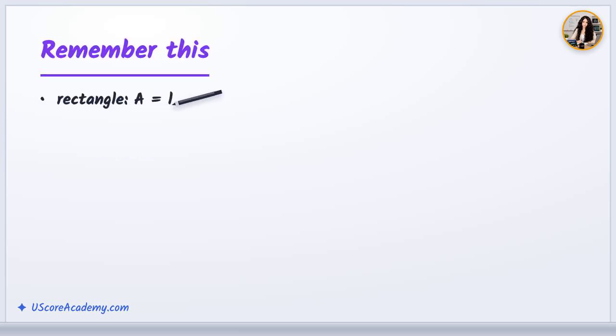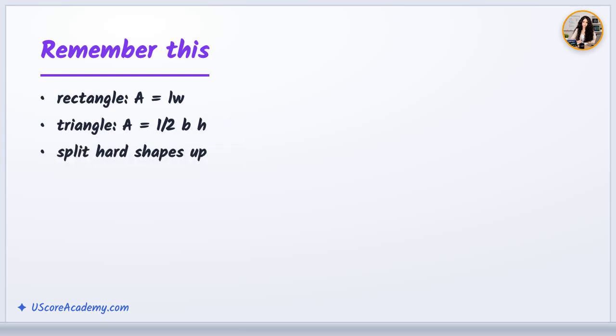So rectangles use length times width, parallelograms use base times height, and triangles use 1/2 base times height. For a complicated polygon, just break it into these simple shapes and add the areas.